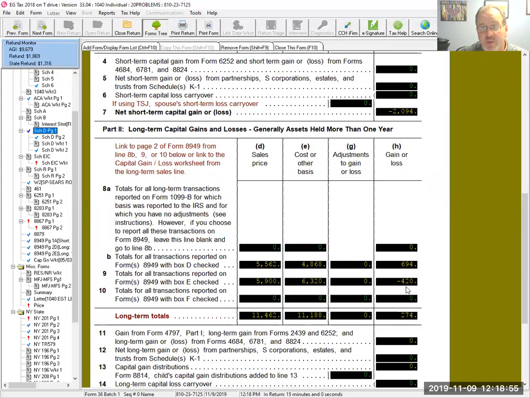Okay, or excuse me, short term and long term. I can see there's a line for each of them, whether they're D's or E's or whatever it may be. I can see my losses. All right, so we have that.